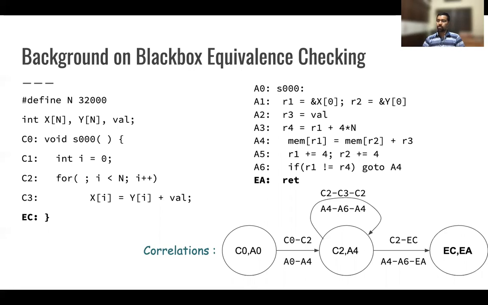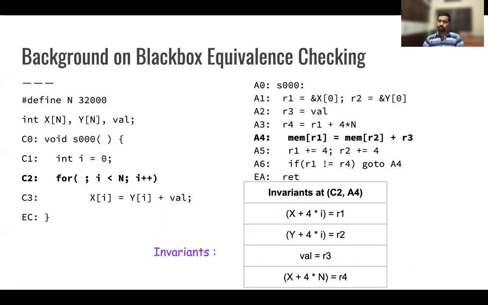Let's look at the invariants inferred at one of the correlated PC pairs. The invariants produced at the correlated PC pair C2, A4 are as shown in the table. That is, x plus 4i equal to R1, y plus 4i equal to R2, val equal to R3, and x plus 4n equal to R4.